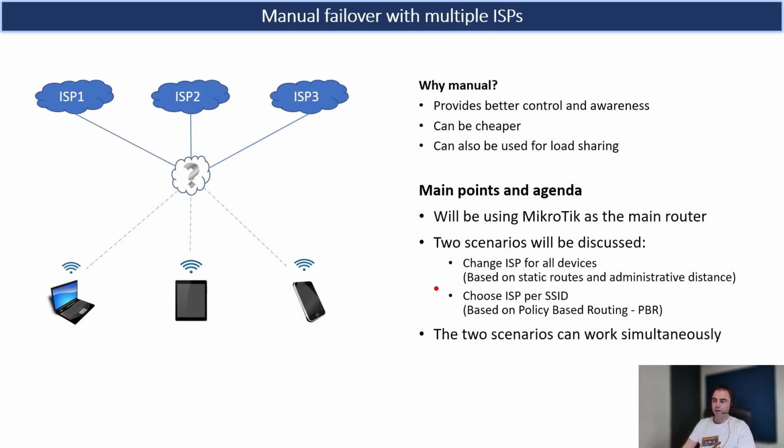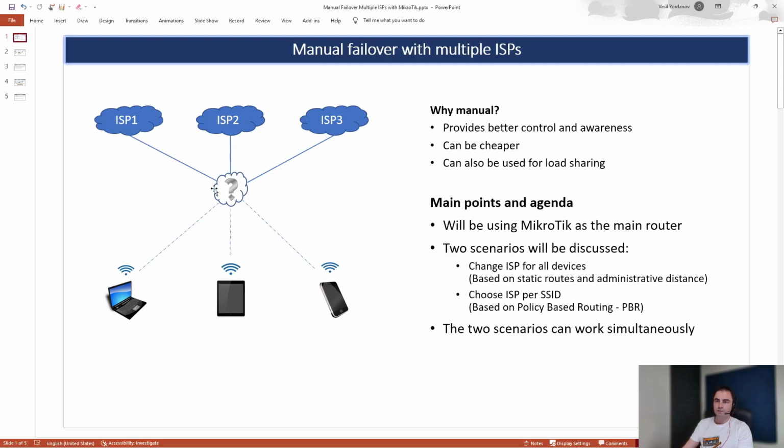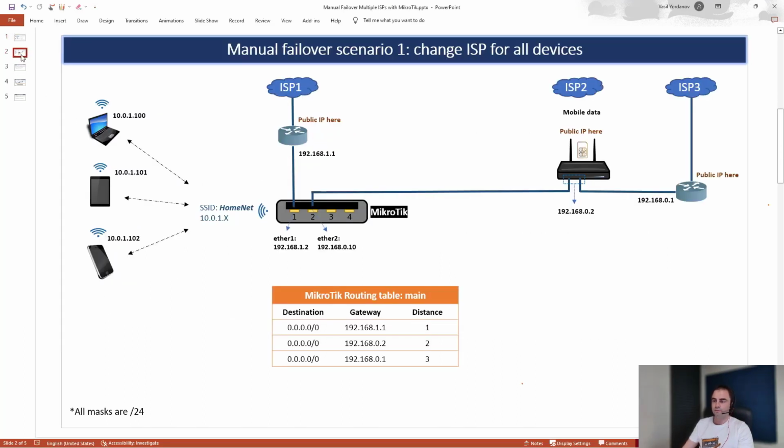In this video, we're going to build on top of it, and I'm going to discuss the second scenario, which is selecting my ISP, or choosing which ISP I want to use, based on the SSID to which I'm connecting. So basically, I'm going to map different SSIDs to the different internet service providers, and this is done based on policy-based routing.